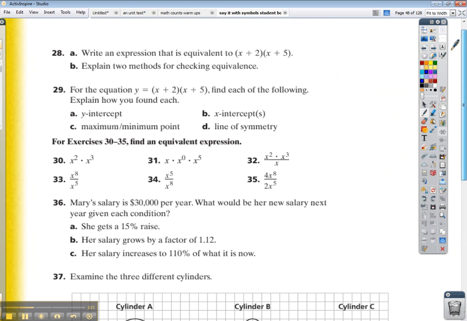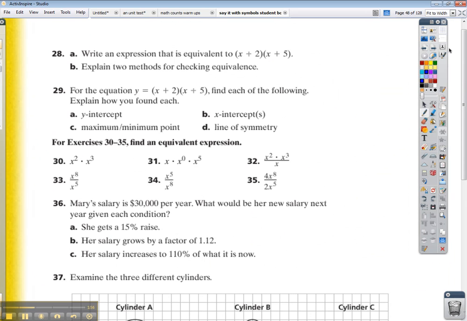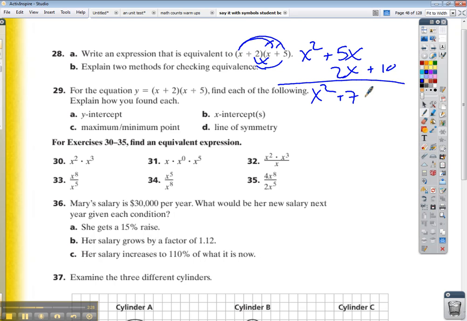Moving on. 28. Write an expression that, okay, so 28 is really straightforward. When you want an equivalent expression and you have a factored form quadratic, it just wants you to multiply it out. It wants you to FOIL, or rainbows and smiley faces, because when you see rainbows, you smile. So x squared, x times x is x squared. X times 5 is 5x. 2 times x is 2x. 2 times 5 is 10. Combine similar terms, so I get x squared plus 7x plus 10.